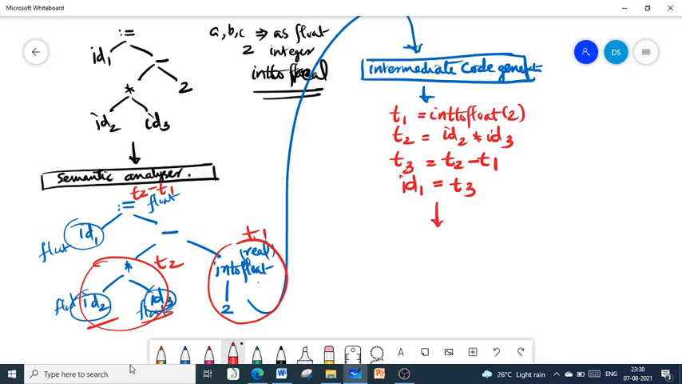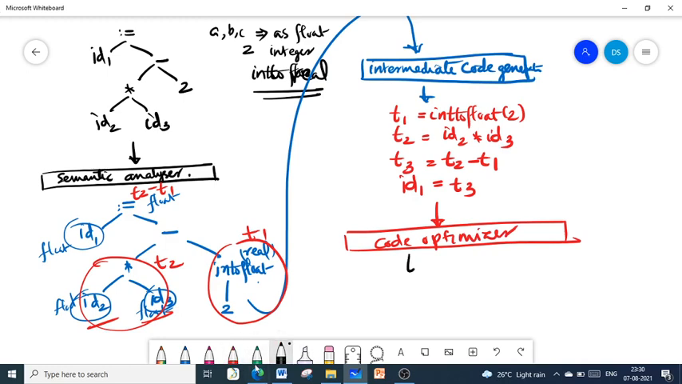This will be given as the input to the code optimizer. So what is the role of the code optimizer? It minimizes the number of steps. Here we are rewriting the code like this. t1 equals id1 into id2. First this will be evaluated, so we are rearranging the variables like this.